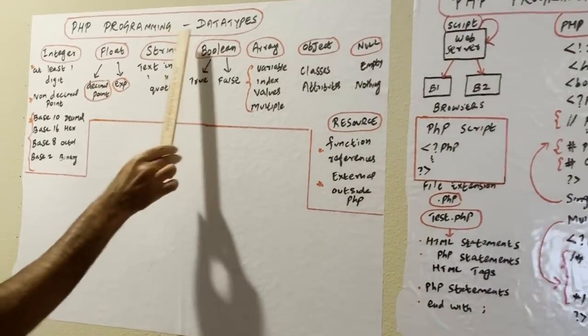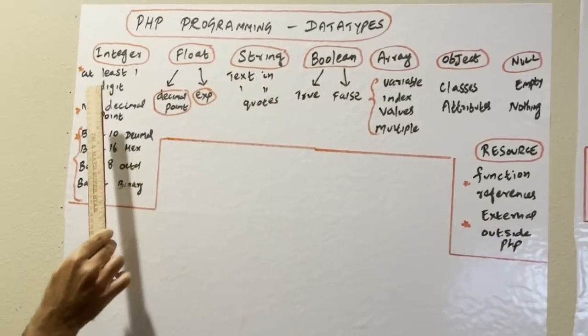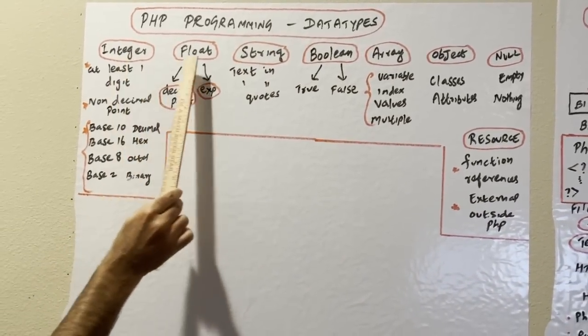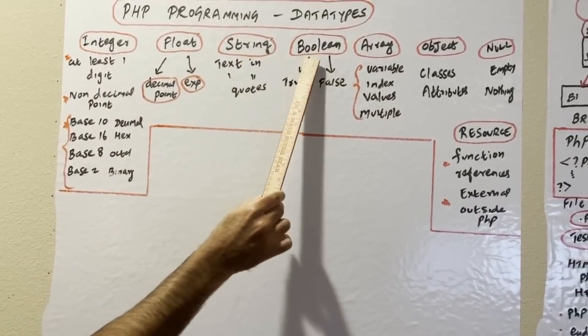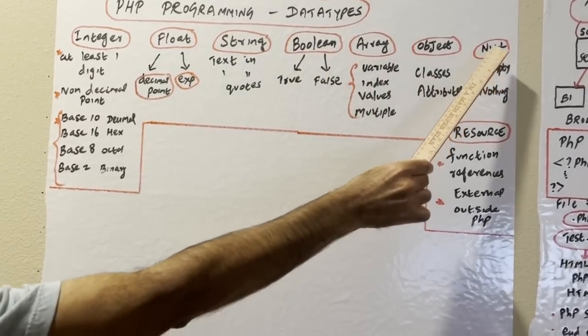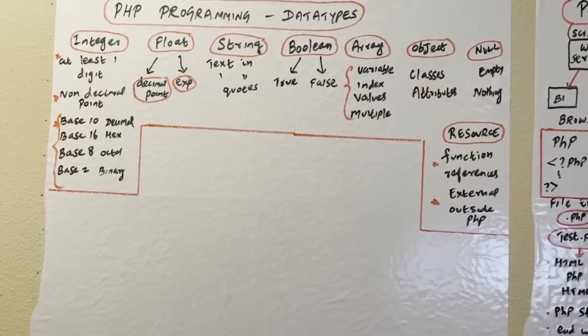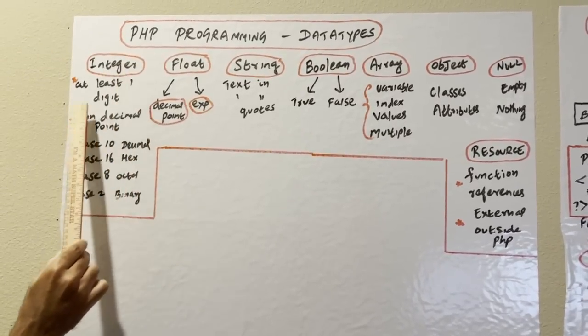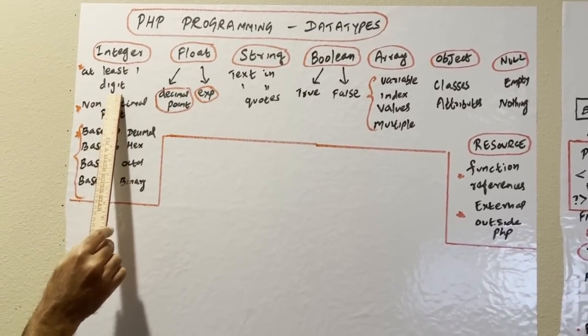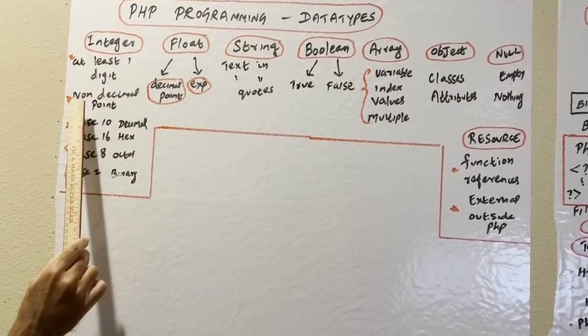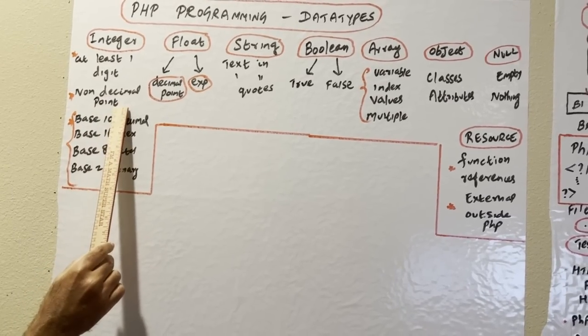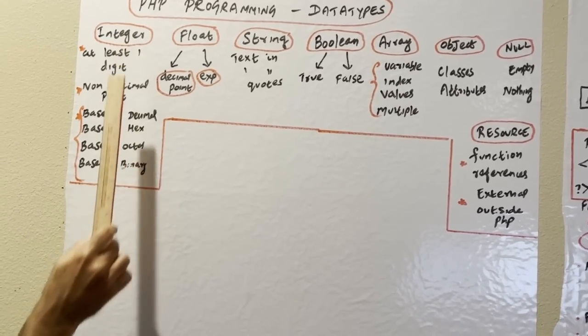What data types are used in PHP programming? See here: integer, float, string, Boolean, array, object, null, resource. Let's start with integer. It should have at least one digit, like 9. And no decimal points, because it's an integer.